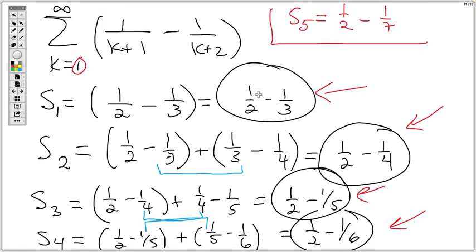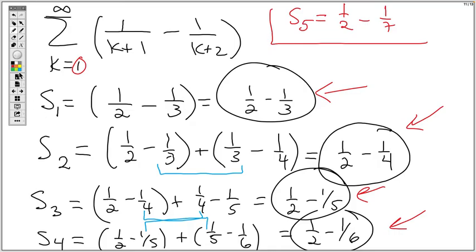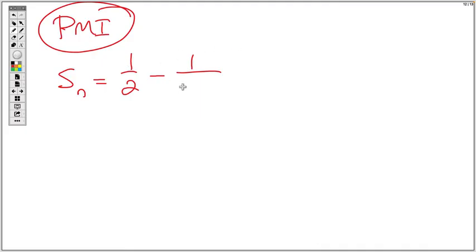S sub n, what would the pattern be? Well, it always starts off with what? 1/2 minus 1 over something, and then how is this number related to this number as we go down the line here? How did you know that S5 would end up with the 7 there? What did you do with that 5? Added 2. So what's going to go here? Make sense or not? Okay.